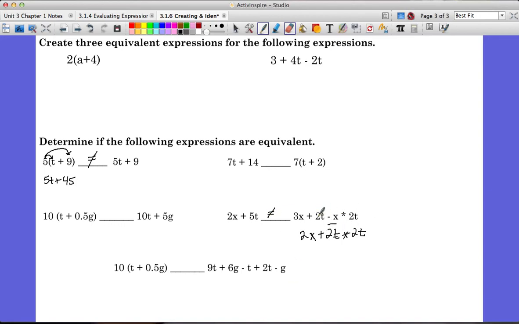You have to use the idea of combining like terms and the distributive property to see if these would be equivalent or not. So I want you to try the last three on your own.